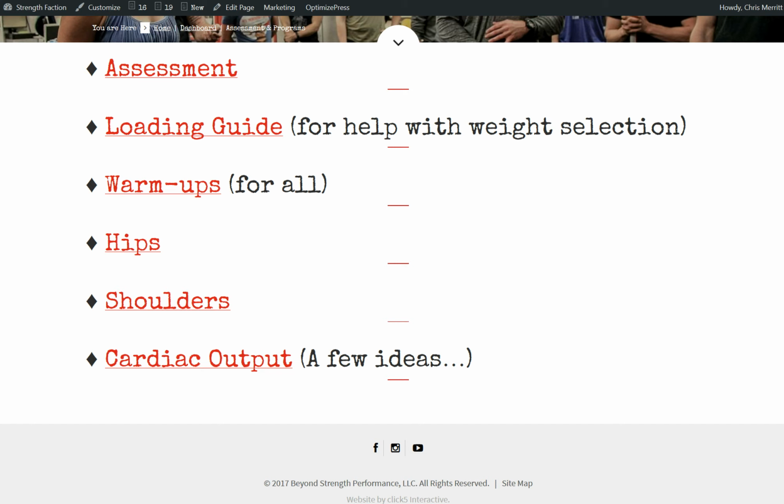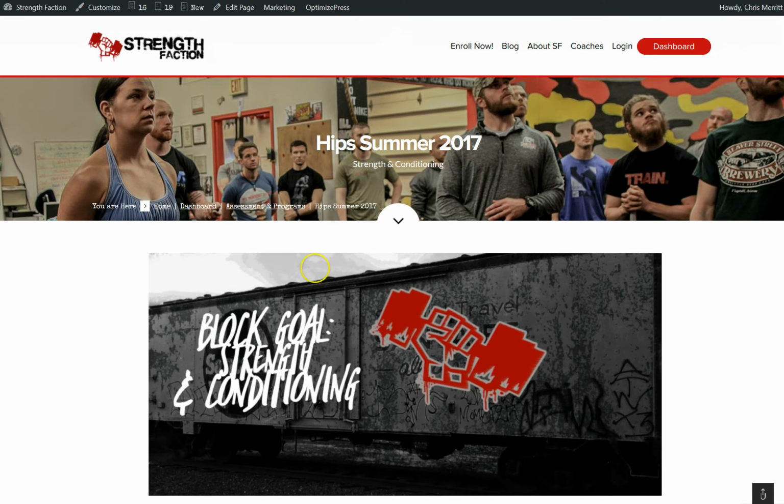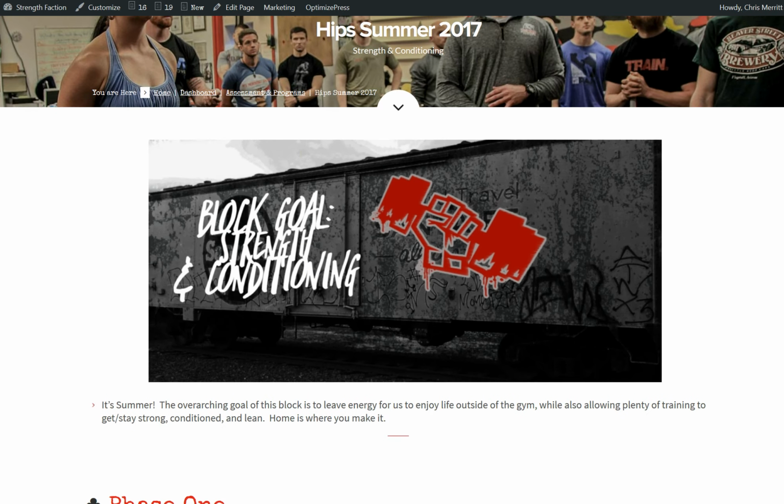In the past, we had confusion where people thought that hips meant that you were training your hips more and shoulders meant you were training your shoulders more. Not the case, all right? So with that being said, I'm just going to click on the hips program because, again, these are going to read exactly the same. Just the mobility, stability work will be different.